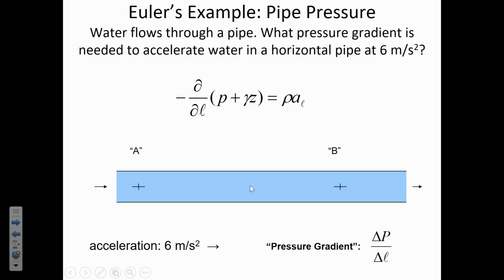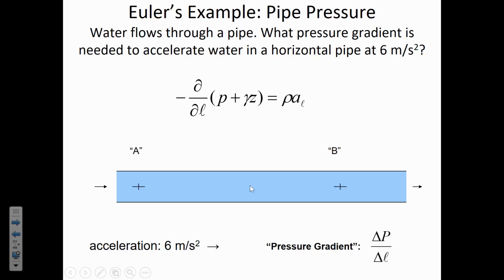Horizontal pipe, so ZA is equal to ZB. So ZA equals ZB, which allows us to cancel out both of the elevation-related terms on the left-hand side of the equation. Okay, so what we have is PB minus PA is negative delta X density acceleration in X. And by PA minus PB, what we're really talking about there is the change in pressure.